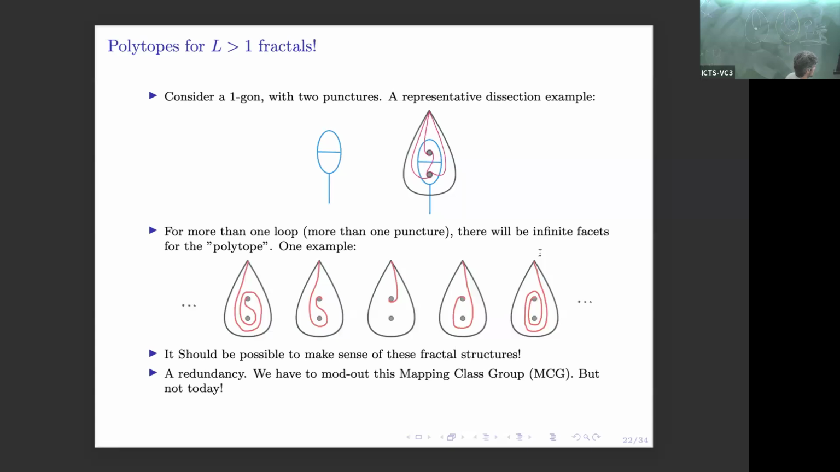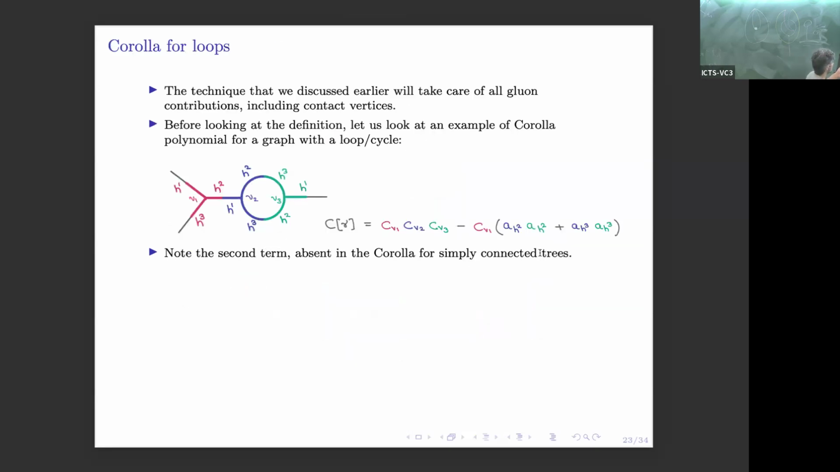So this is a redundancy. You need to mod out with something, and that is like the mapping class group. This is work by Maryam Mirzakhani and others, and it is ongoing by them, not by us. That's why I don't want to say much about it, because I don't know much about it. I will just move on to the Corolla polynomial for loops.